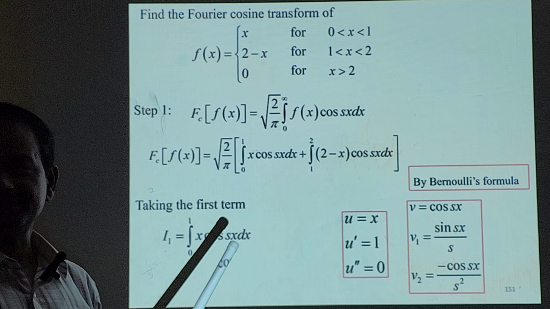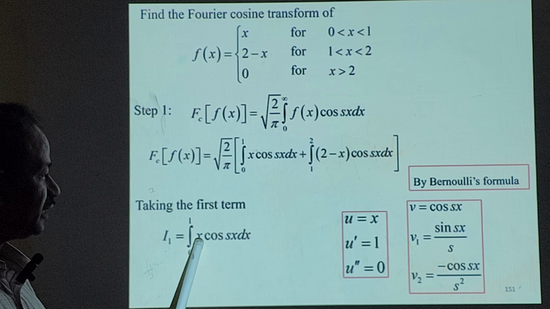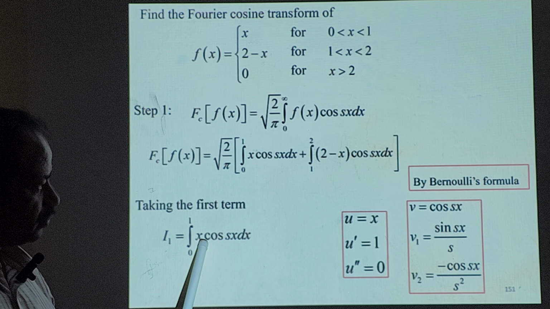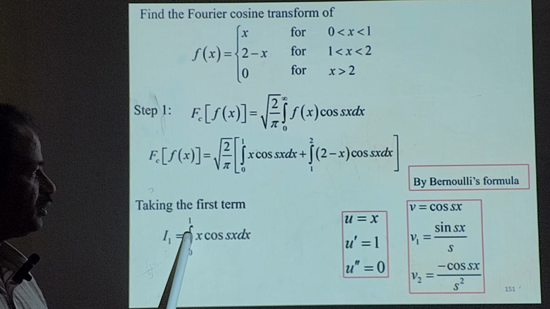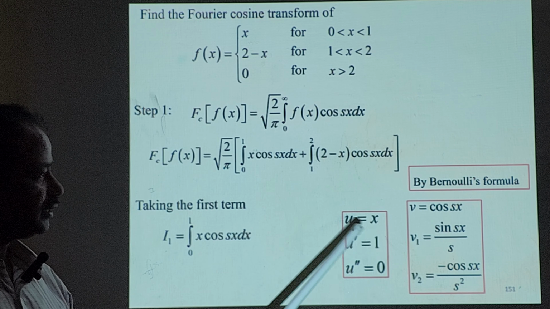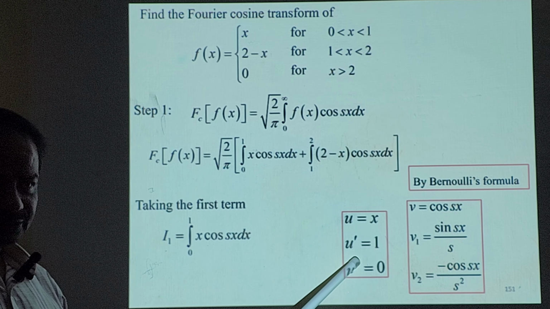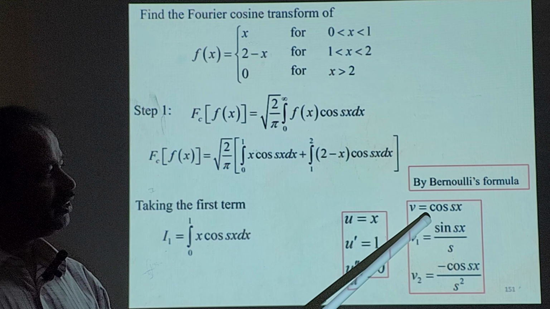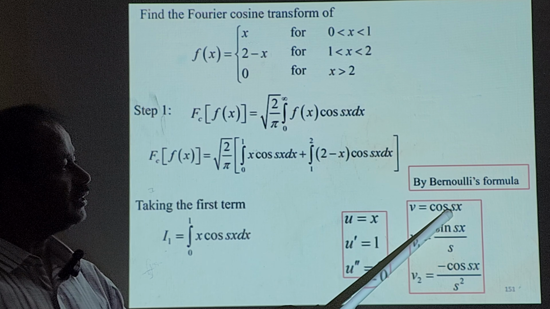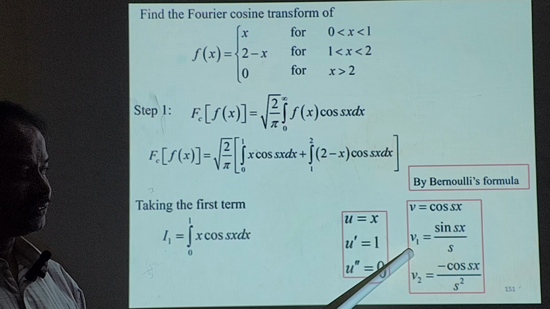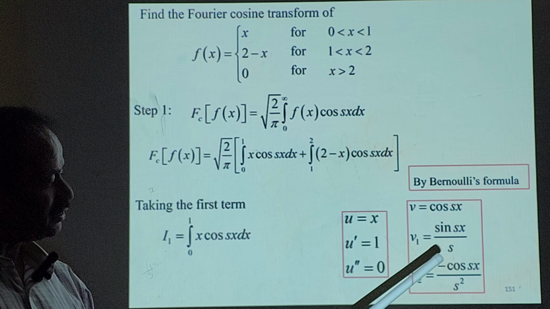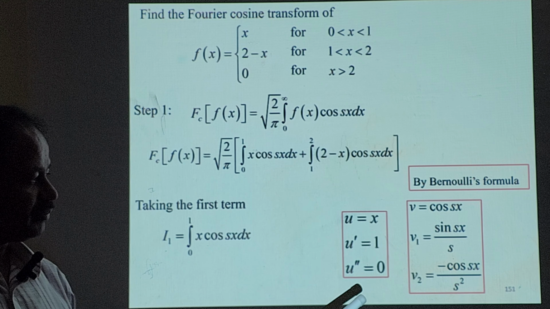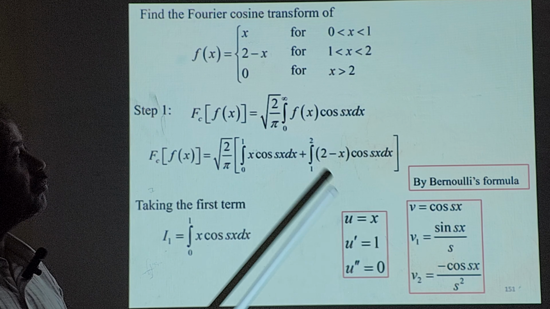We will have to use Bernoulli's formula because we have x cos sx. By Bernoulli's formula, u is taken as x, which we will differentiate. So u prime equal to 1, u double prime equal to 0, and we are going to keep v as cos sx, which we will have to integrate. So this becomes sin sx divided by s. Again we integrate, that will give us minus cos sx divided by s square. Bernoulli's formula goes like this.